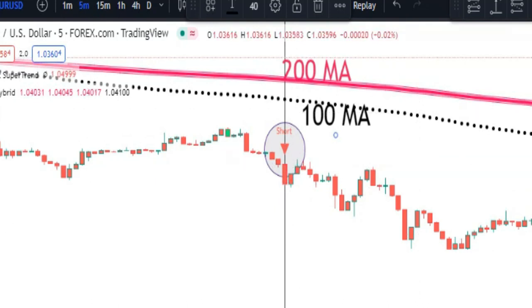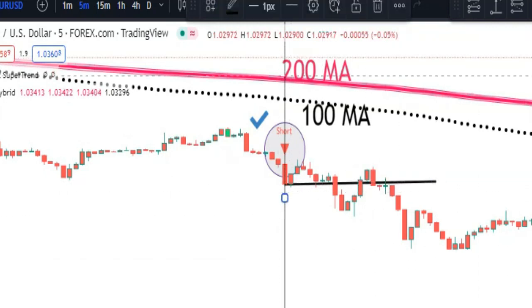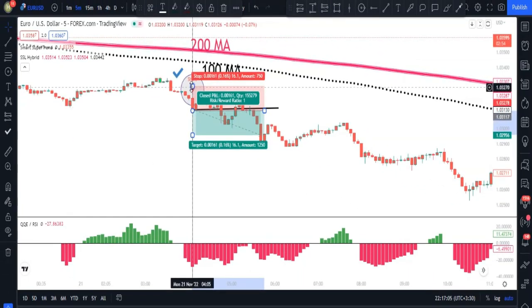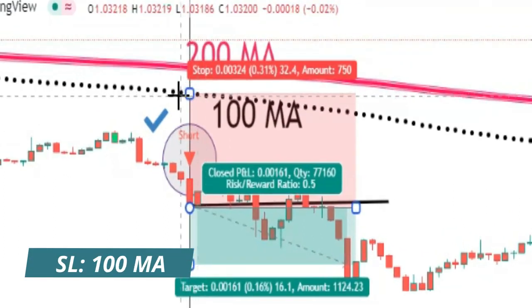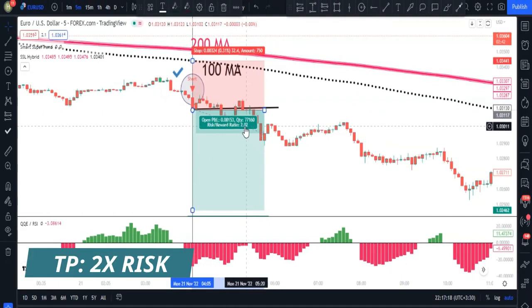So this would be a valid short signal, and we can place our sell order at the close price of the trigger candlestick. And I'm gonna set the stop loss on the 100 MA, and I'm gonna exit the trade with the risk reward ratio of 1 to 2.